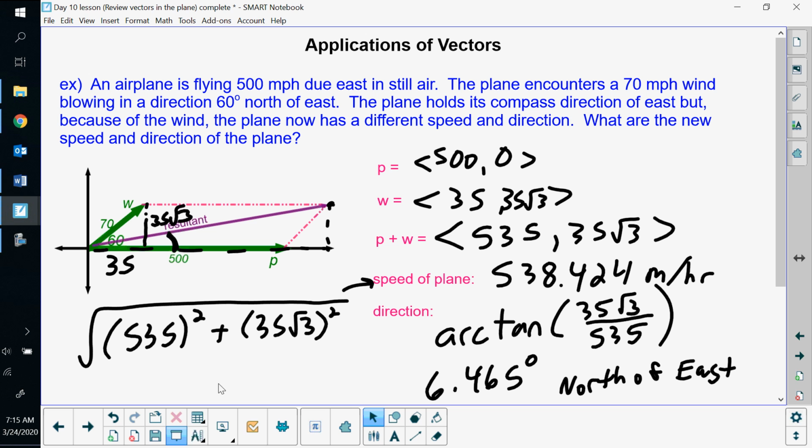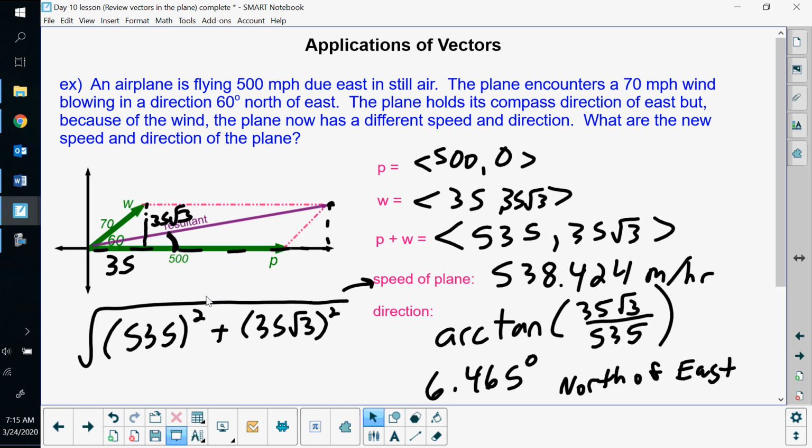All right, just a quick application question. So say we've got an airplane flying 500 miles per hour due east. That speed is the magnitude. That's why that 500 is labeled there. There's a 70-mile-an-hour wind that's going 60 degrees north of east. This means you start at east and then go 60 degrees north from there. So here's east, 60 degrees north. Again, that speed, that magnitude is 70. We'll put the 60 in there.